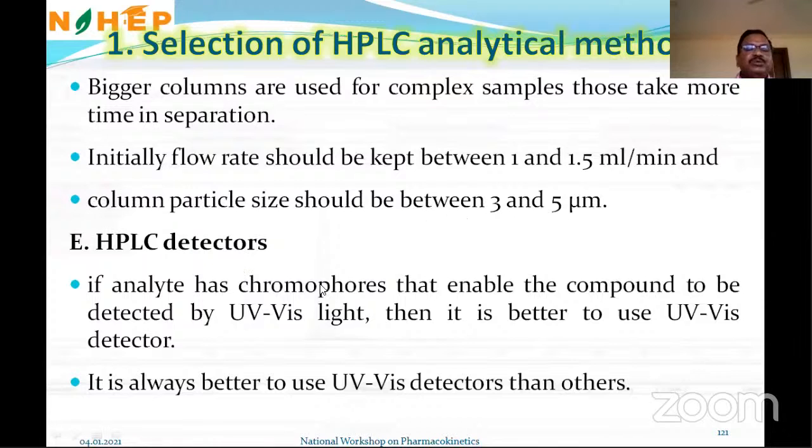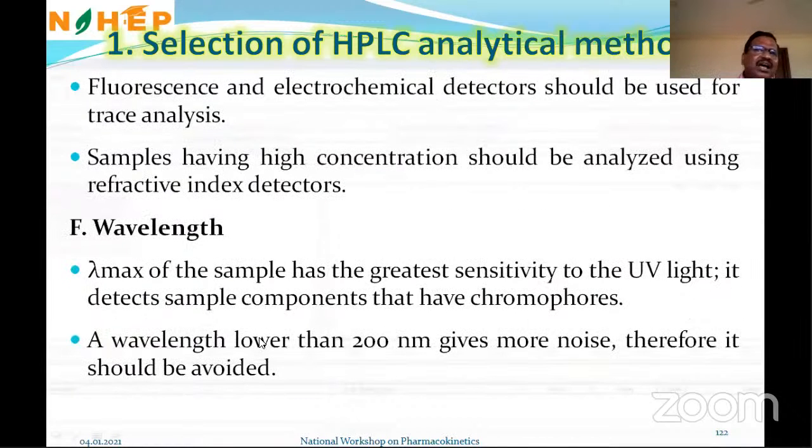Coming to the HPLC detectors, if the analyte has a chromophore that enables the compound to be detected by UV visible light, then it is better to use a UV visible detector. It is always better to use a UV visible detector than other detectors, because with a UV visible detector you can detect the majority of the compounds. Fluorescence or electrochemical detectors should be used for trace analysis. Samples having high concentration should be analyzed using refractive index detectors. Like that, we have to select the detectors.